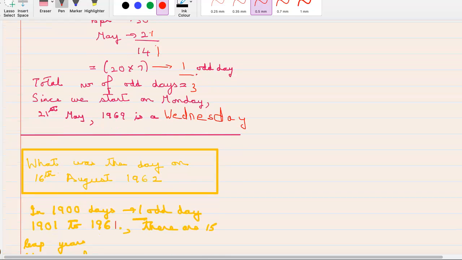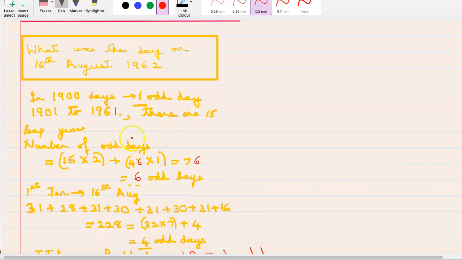Now, what was the day on 16th August 1962? Again, in 1900 years, you have 1 odd day. So, 1901 to 1961, there are 15 leap years. So, the number of odd days will be 15 into 2 plus 46 non-leap years, 46 into 1, that is 30 plus 46, which is 76, which is 6 odd days.